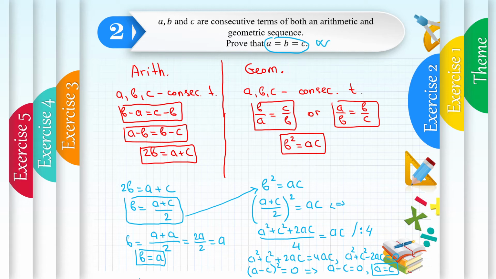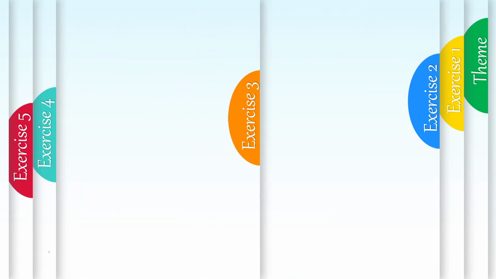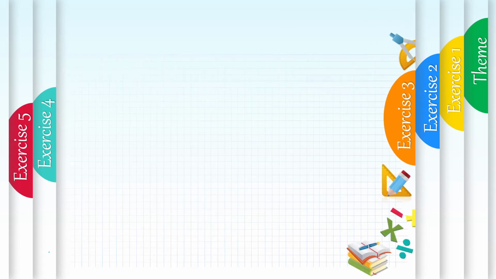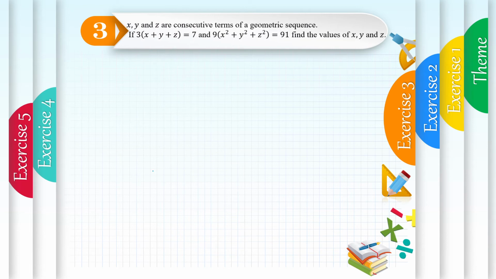And this is the solution for the second exercise. Let's move to exercise number 3. In exercise number 3, we had the following: x, y, and z are consecutive terms of a geometric sequence. If 3 times (x plus y plus z) is equal to 7, and 9 times (x squared plus y squared plus z squared) is equal to 91, we have to find the values of x, y, and z.